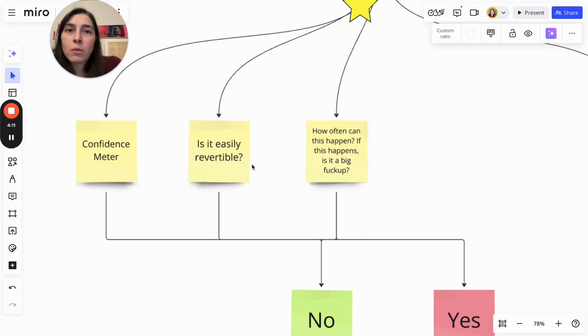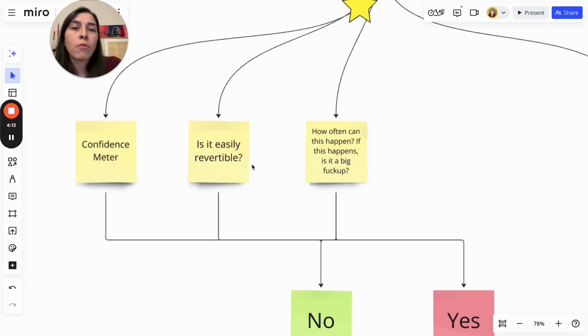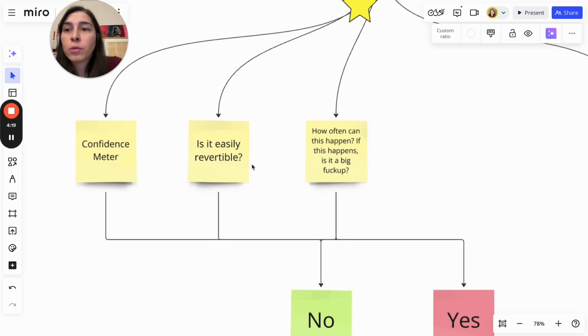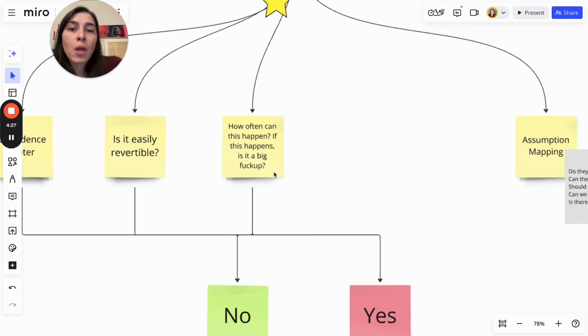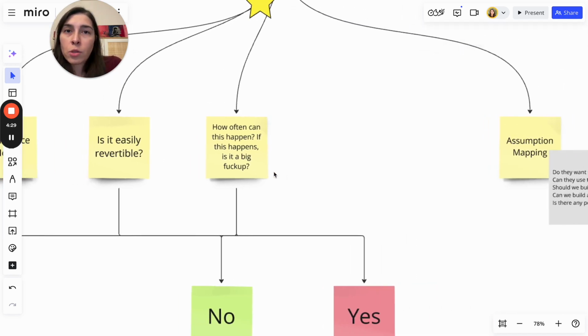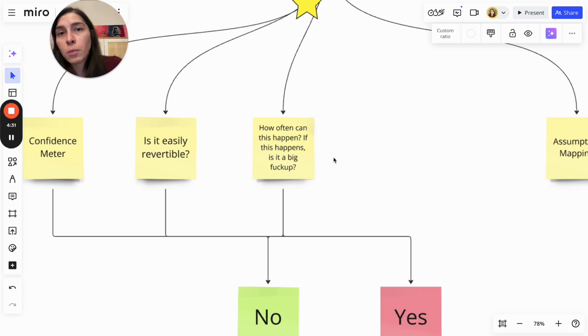The second easy way to answer this question is: is it reversible or not? Can we just take it back after we have rolled it out, and there is no harm in that? That's what Jeff Bezos calls one-way door and two-way door decisions. Is it easily revertible?